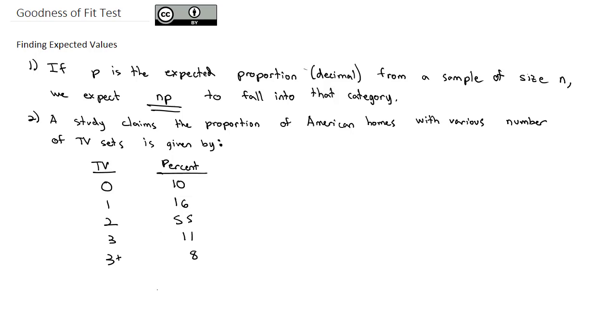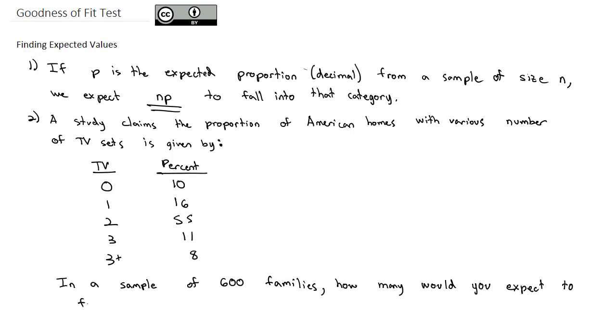And what's been done is in a sample of 600 families, how many would you expect to fall in each category?